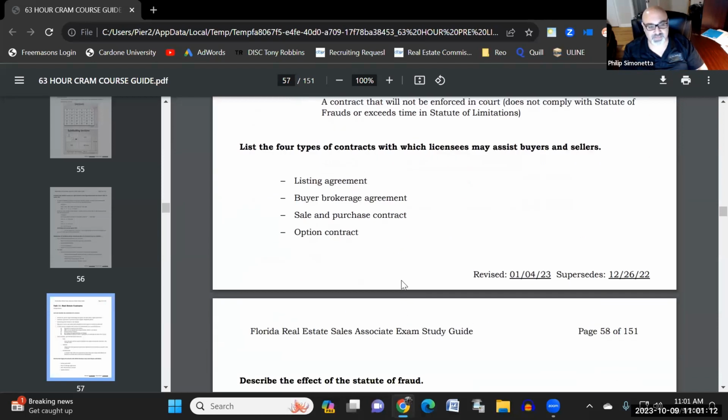Now let's list the four types of contracts with which licensees may assist buyers and sellers. So there's four contracts. We have a listing agreement for sellers, a buyer brokerage agreement for buyers, a sales and purchase contract, and an option contract. Now there are other addenda and other forms, but they're the four particular contracts that we have to use with our clients.